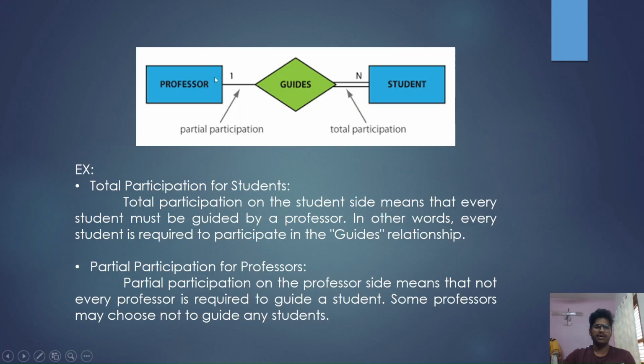In this, there are two entities, which are a professor and a student. The relationship between the professor and the student is guides. The professor and the guides is partial participation, and the student and the guides is total participation. So the total participation for students.